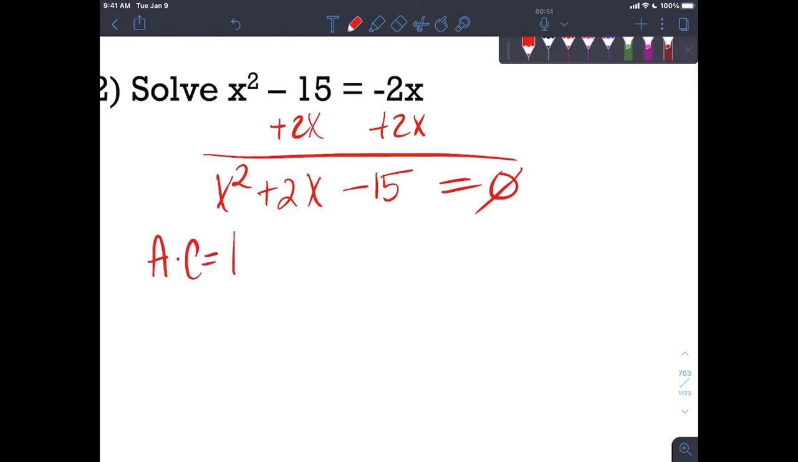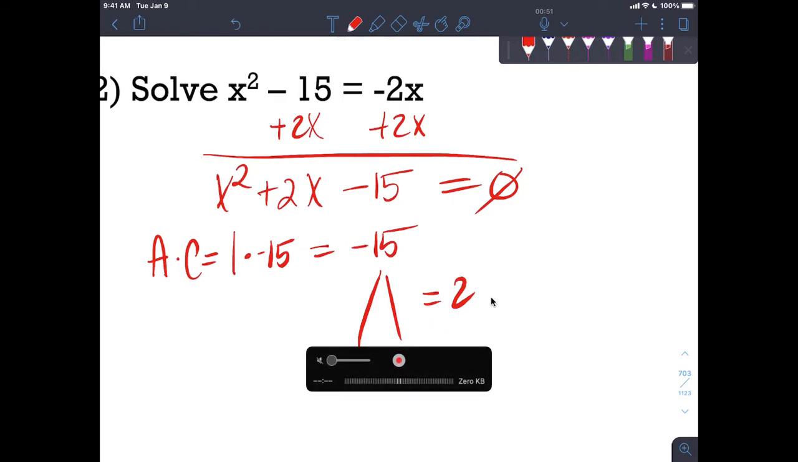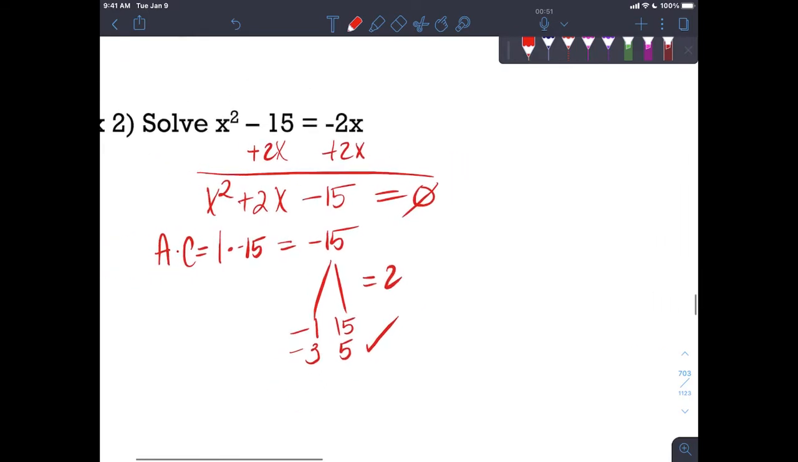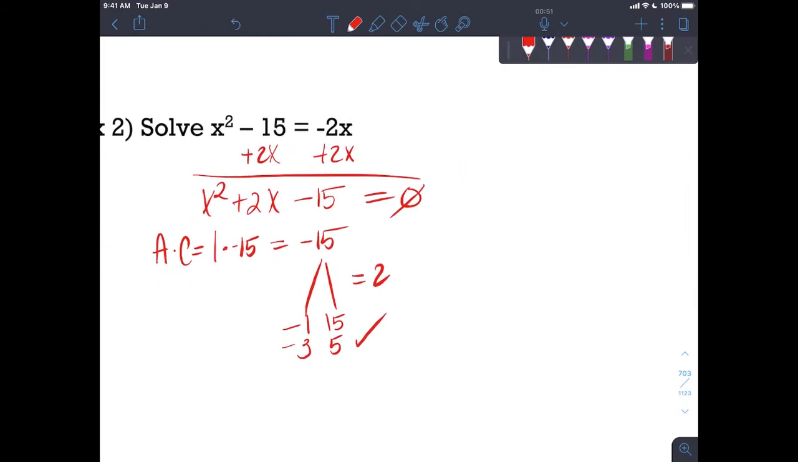A times c, 1 times negative 15. I need two numbers that when multiplied together will give me negative 15. However, when I add them together, they got to be 2. That means that I probably have one negative number, and the positive number is bigger because this is positive when they're added together. So I'll say negative 1, positive 15, negative 3, positive 5, and there are my numbers. So now I can go ahead and split this apart.